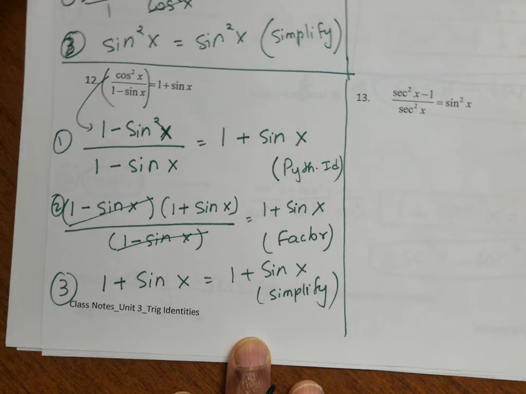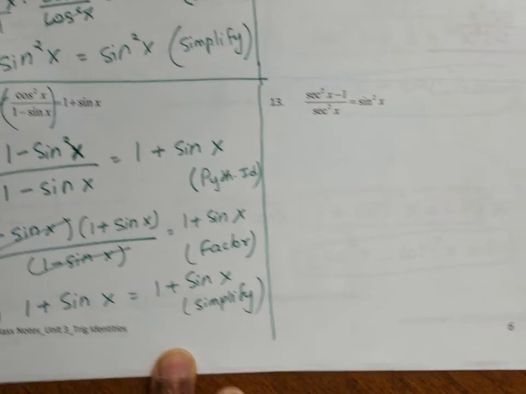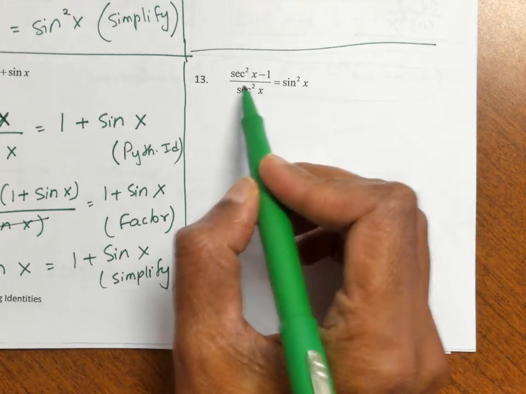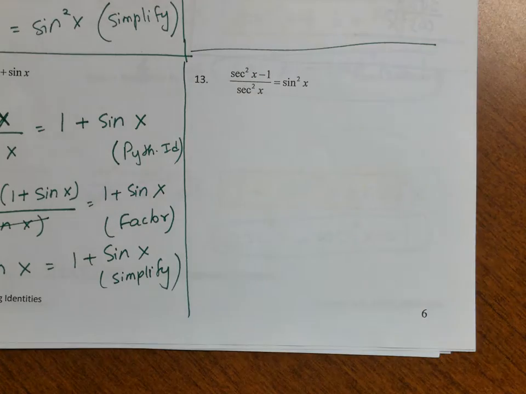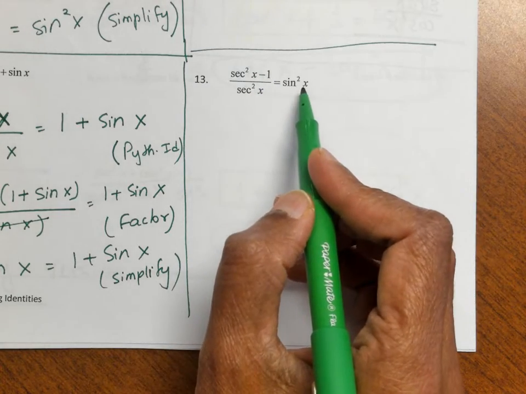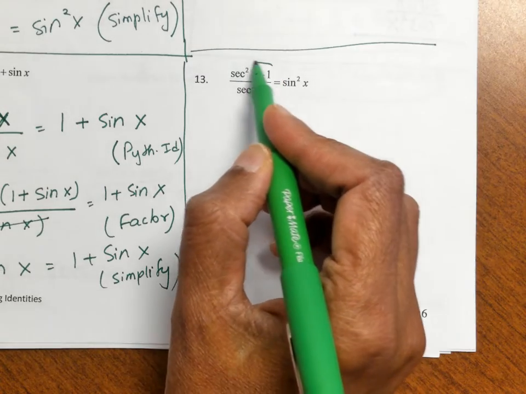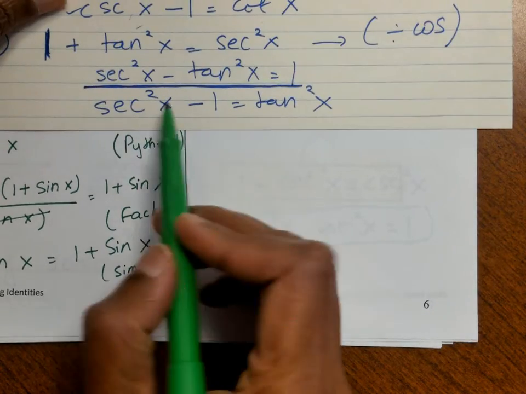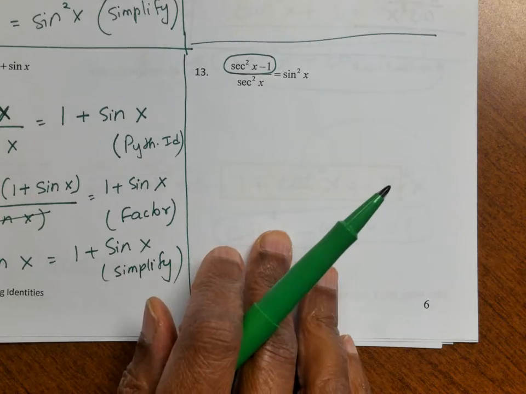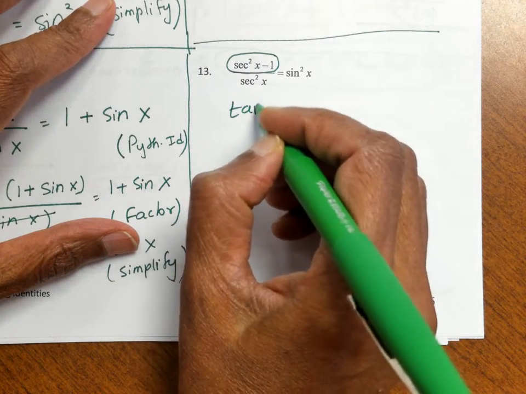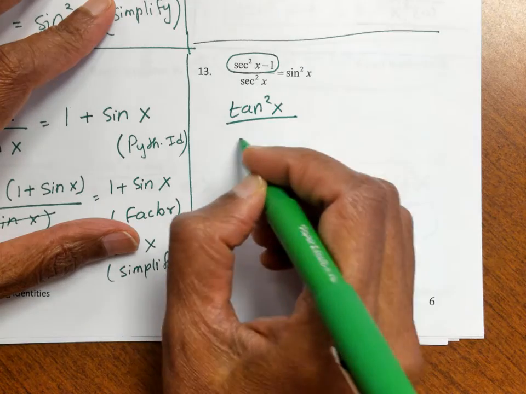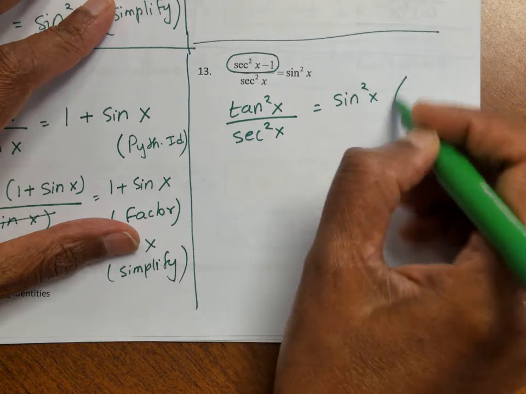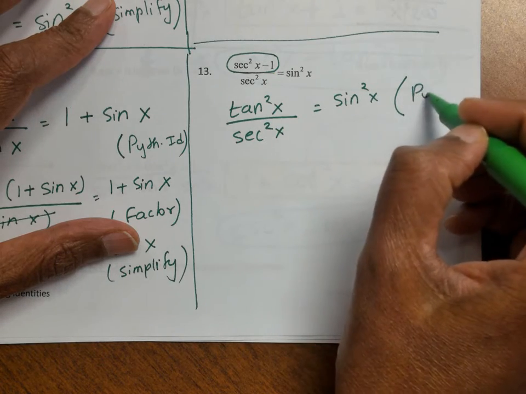Alright, okay, now let's look at the last one on this page, number 13. So here I see, again I'll start working with the left hand side because it looks a little more complex. I'll see if I can simplify that to sine square x. So looks like this I could use Pythagorean ID, right? Secant square x minus 1, we have seen it often. Secant square x minus 1 can be replaced with tan square x. So I replace this with tan square x. And I keep the secant square x for now. And my right hand side is sine square x. And basically from step 1 to step 2, I used Pythagorean ID.